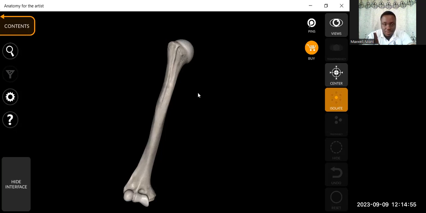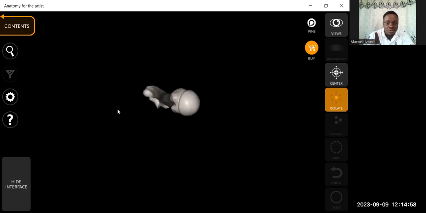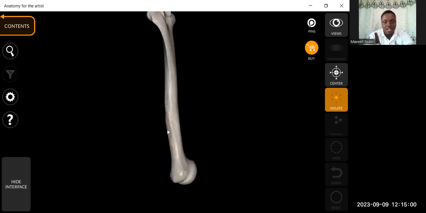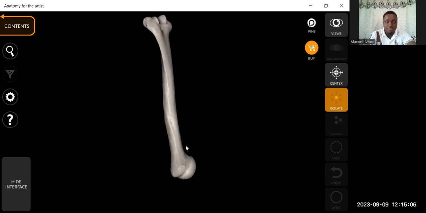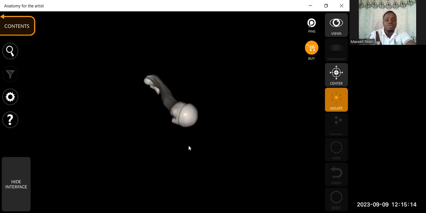So for the humerus, the head is always found superiorly. If they give you this bone and you're holding it this way, according to this diagram here, this 3D bone, this is pointing inferiorly, so it cannot be kept that way. You have to turn the bone to let the head face superiorly. Now, that is the difference between the superior portion from the inferior portion.